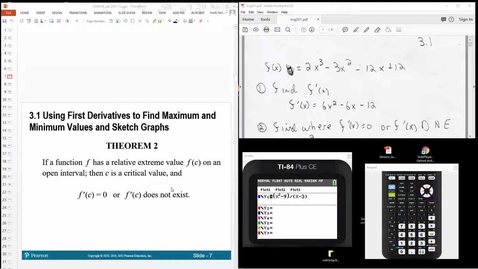If the function f has a relative extreme value, f of c, on an interval, and f of c is a critical value, then f prime of c is equal to 0. So it's a minimum or a maximum, or it's simply a place where the derivative doesn't exist. It's undefined.